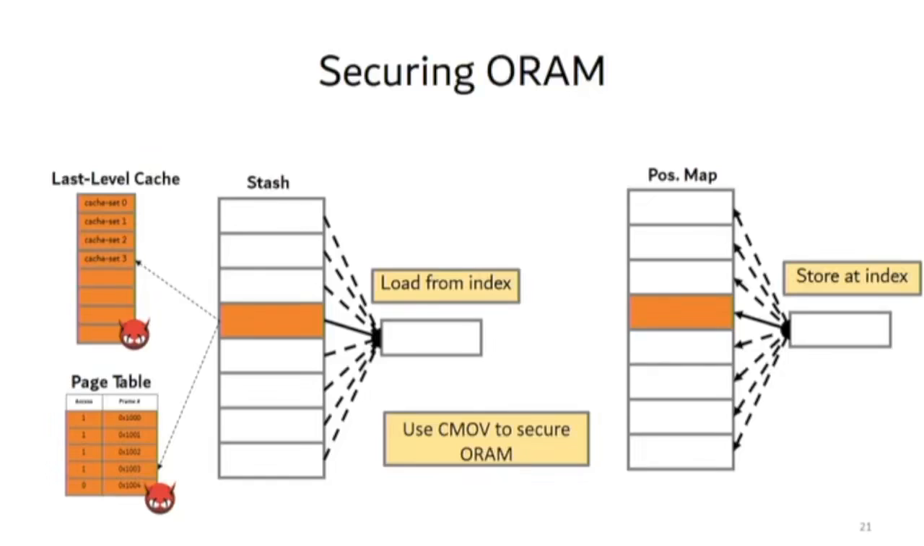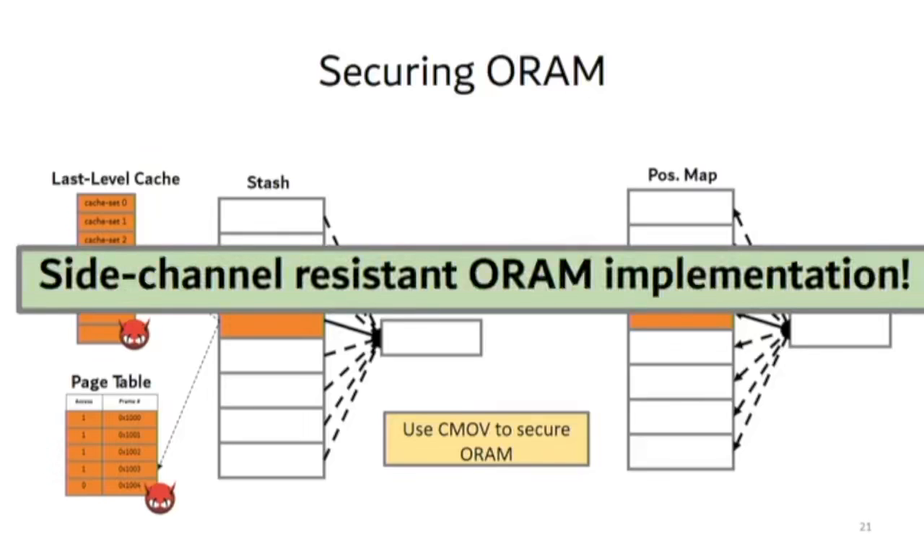This is, I admit, an expensive operation, but it is required because unless you're able to completely protect the stash and the position map, there is no point of using ORAM, because then you would be creating a side channel in your ORAM implementation. So we're calling this a side channel resistant ORAM implementation.